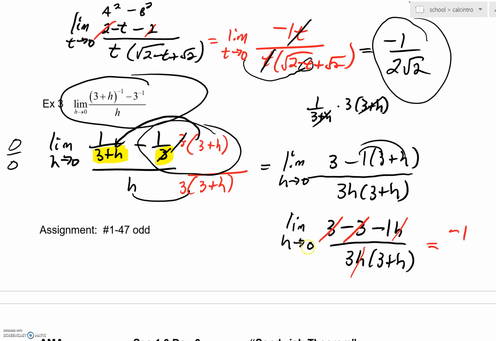Down below, when I plug a 0 in, don't forget about this 3 out here. That's still there. You have a 3 plus 0 is 3. 3 times 3 is 9. So you get negative 1 all over 9.